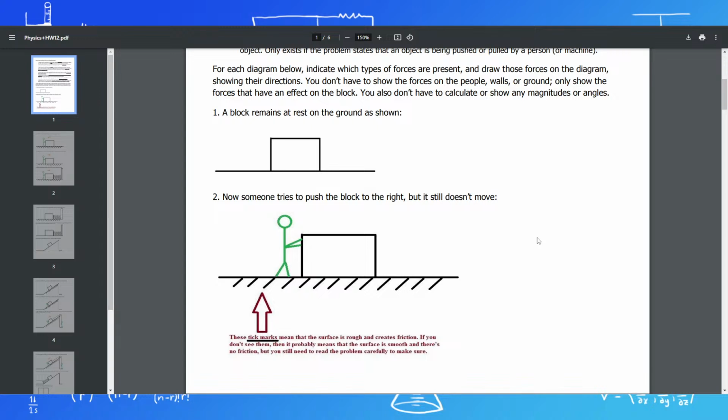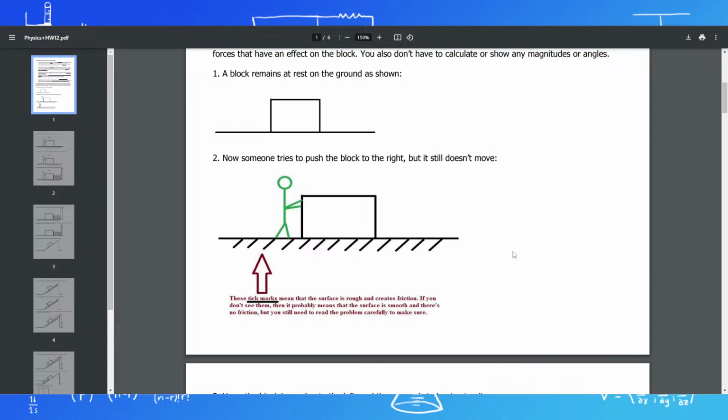Number 2. Now someone tries to push the block to the right, but it still doesn't move. And over here I said these tick marks mean that the surface is rough and creates friction. If you don't see them, then it probably means that the surface is smooth and there's no friction, but you still need to read the problem carefully to make sure.